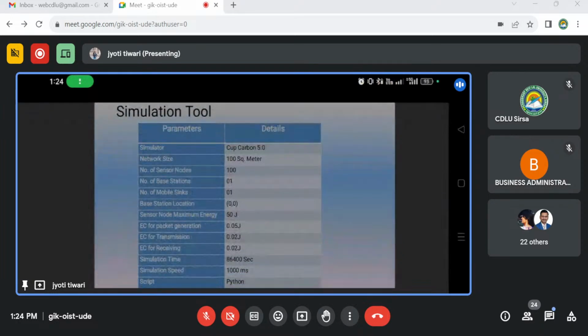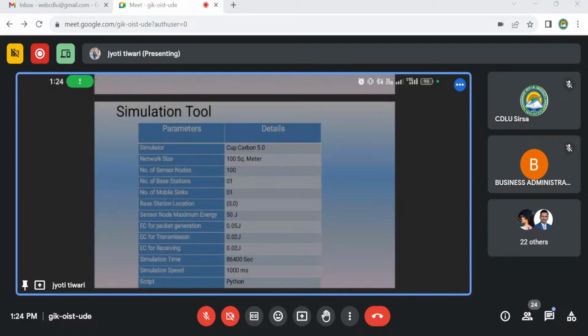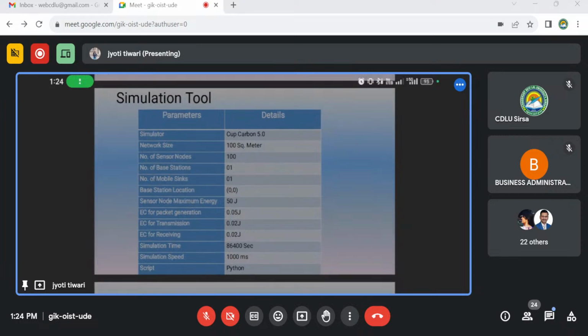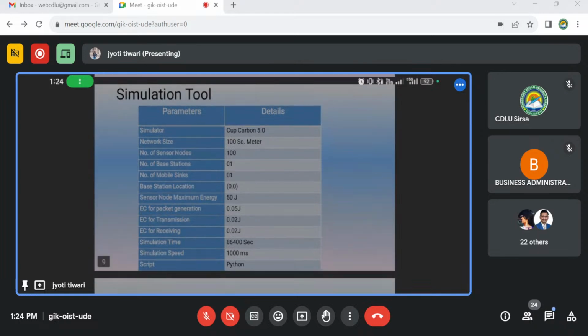Simulation tool. I'm working with the simulation tool Cup Carbon. This is where I set the network size, the sensor nodes, which type of mobile sink, and which type of energy generation. This is how my simulation tool works with this data.